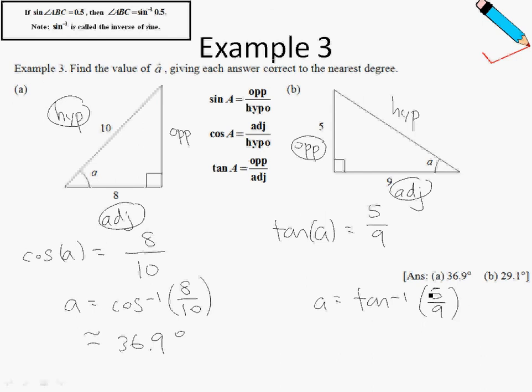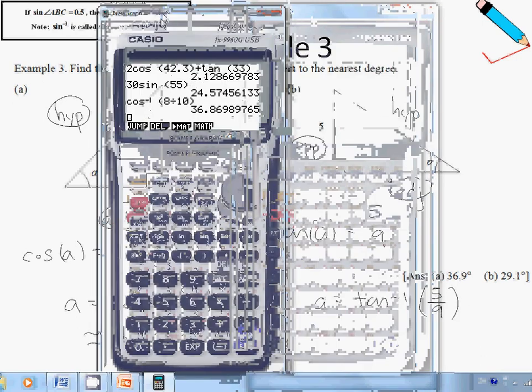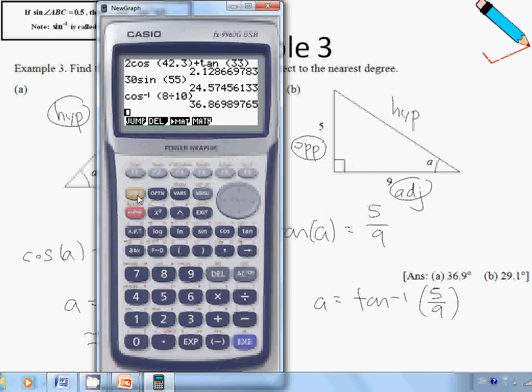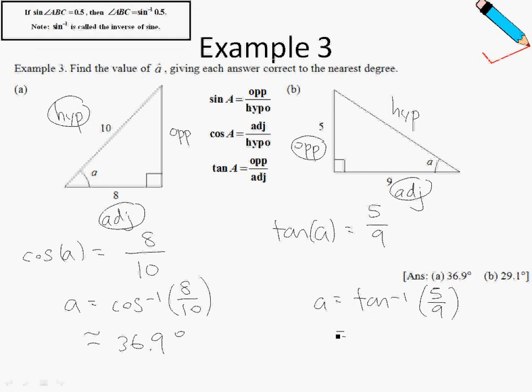Once again, let me pull out the calculator. Just shift it over here so you can see. Press second function, tangent, to get the tangent inverse button. Open brackets, 5 divided by 9 equals. My answer is just 29.1 degrees. Sorry, to the nearest degree, so maybe I'll have to round it off one more time. Nearest degree will be 29 degrees, and this one will be 37 degrees.